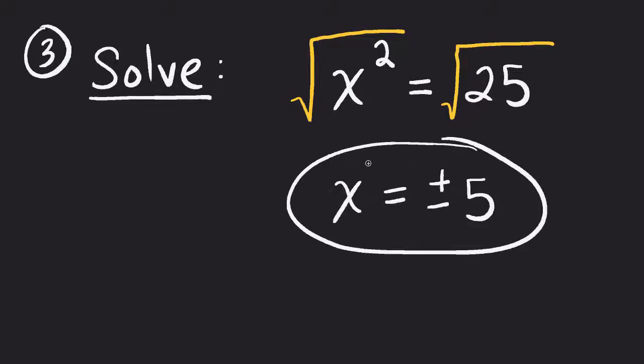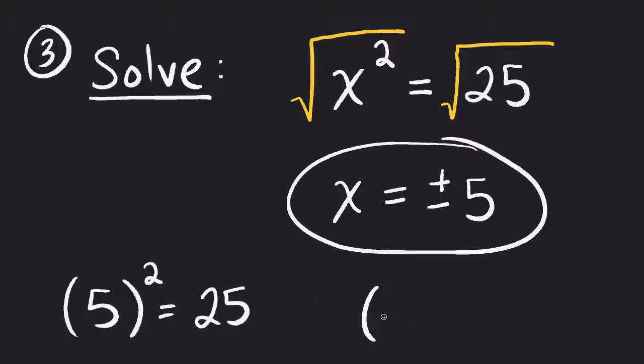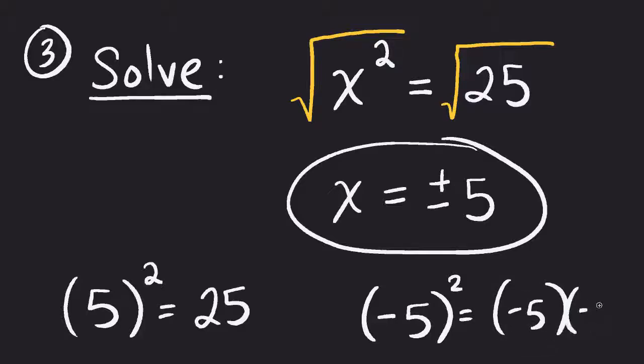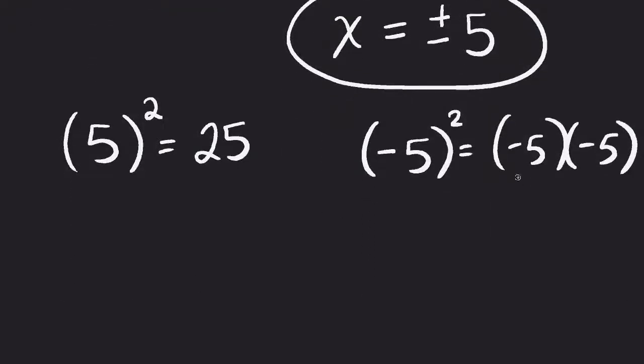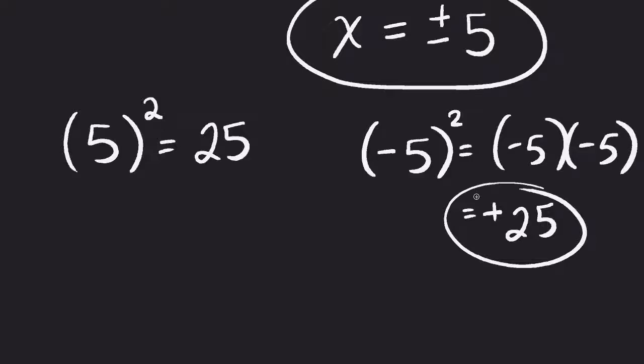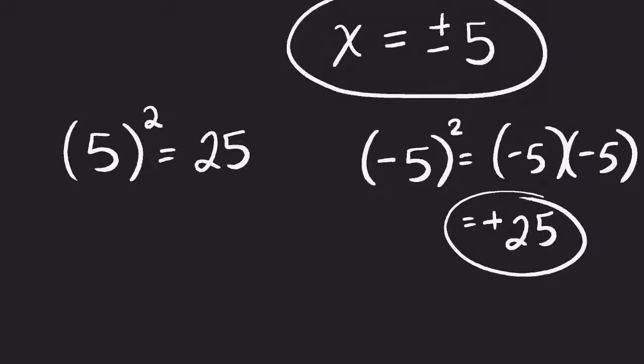Now, why do I get both those solutions? Well, if I take 5 and I square it, I get 25. What happens if I take negative 5 and I square it? Well, what's negative 5 times negative 5? Well, what's a negative times a negative? That would be a positive. And 5 times 5 would give me 25. So notice I get the same result. So both of those solutions will work.